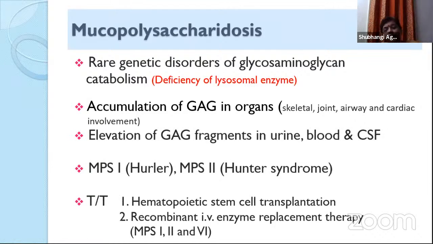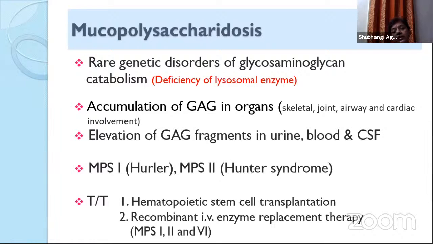There is accumulation of GAG in the organs such as skeletal, joint, airways, and other parenchymal organs, and bone marrow may be involved. There is elevation of GAG fragments in urine, blood, and CSF. The MPS is MPS1, which is Hurler syndrome, which is common in mucopolysaccharidosis, and MPS2, Hunter syndrome. These are the common two syndromes which are seen in the population.